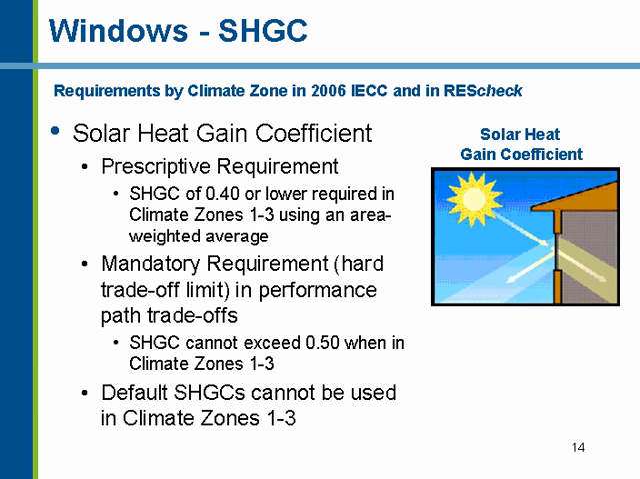Now, I talked about the default tables for the U factors for your windows in climate zones 1 through 3. Well, here's another one for you to keep note of: the default values for the solar heat gain coefficients cannot be used to meet the requirements here in climate zones 1 through 3. So the default values will not help you if you're in climate zones 1 through 3.